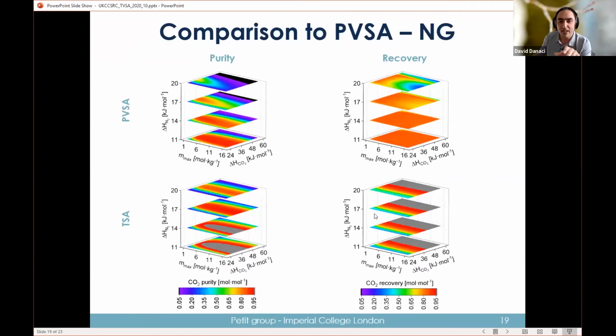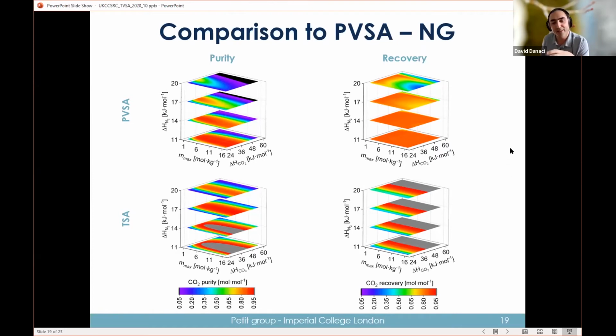But on the next slide is where the interesting results are, when we compare it to PVSA, so the previous work. The color scales are the same. The top two plots are for PVSA and the lower two plots are for the TSA work. So purity here on the left-hand side and recovery here on the right-hand side.